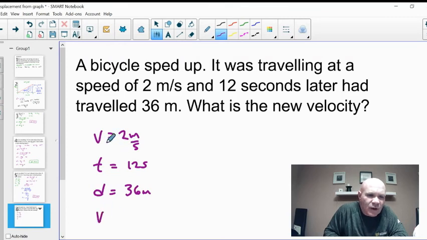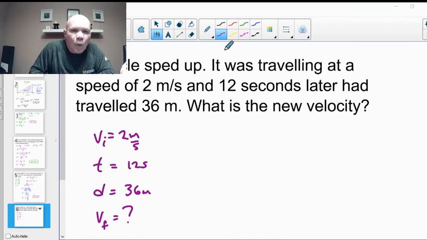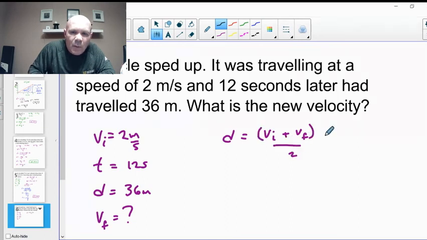So I got a change in velocity. So I had an initial velocity of 2 meters per second. I want to know what is the final velocity. Okay. Once again, I'm going to go to my formula that my distance is equal to my initial velocity plus my final velocity. Divide that by 2, multiply it by your time. But I need to do some manipulations on that.